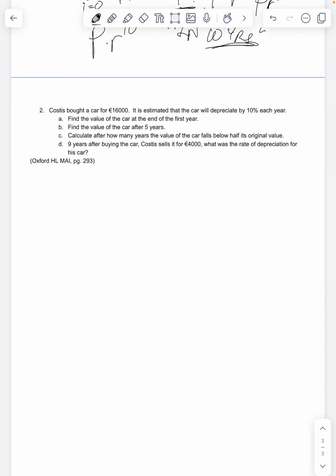So Costas bought a car for 16,000 euros. It is estimated that the car will depreciate by 10% each year. Depreciate means go down. So how much is left? If I do 1 minus 0.1, there's 90% left. So that's going to be our R value. Find the value of the car at the end of the first year. At the end of the first year, it's going to be 16,000 multiplied by 0.9, because we lose 10%. The easiest way to do that is just multiply by 0.9.